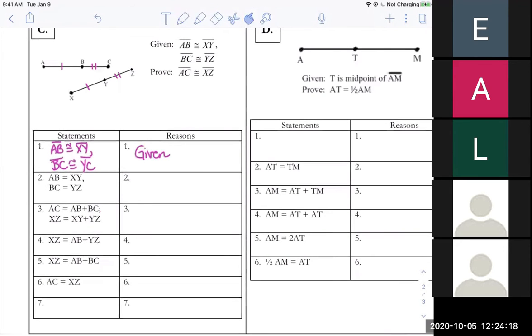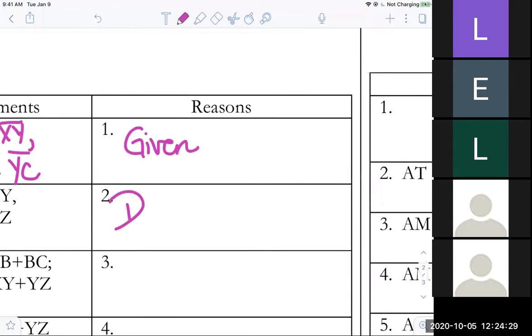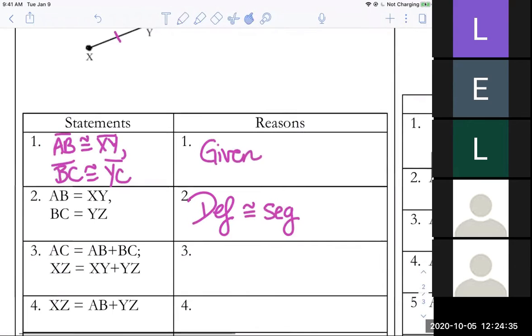Okay, Ainsley, what is it when you go from the segments are congruent to saying that their lengths are equal? What's the reason for step 2? Definition of congruence. Good. Now, I was seeing some students, you can either say congruence or congruent segments. I was seeing some students write things like definition of equality. That's not a thing. Definition of equality is not something you'll ever write as a reason in a proof. The other thing I was seeing sometimes is definition of segment. That's not the definition of a segment.